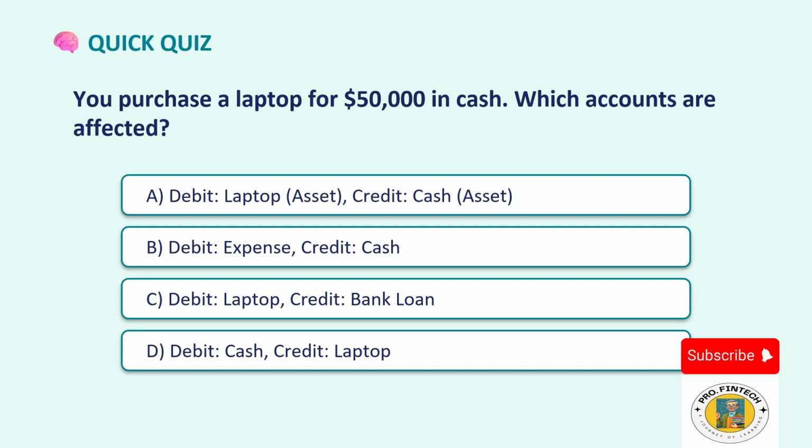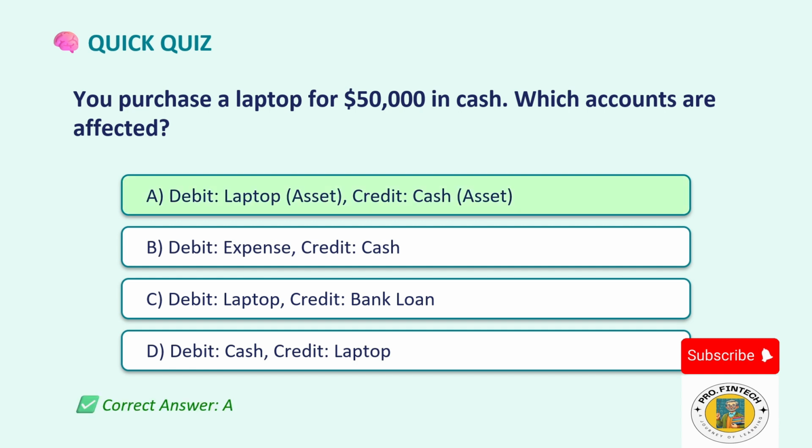Let's see this quiz. Alright. This is where you get to test your understanding. Here's the scenario. You purchase a laptop for your business worth 50,000 and you pay in cash. Which accounts are affected? What do you debit and credit? Think about it for a moment. Pause the video if you need to. Got your answer? Let's see.